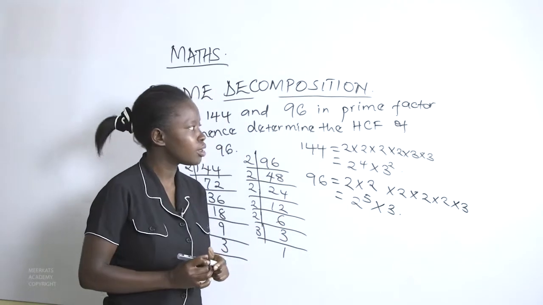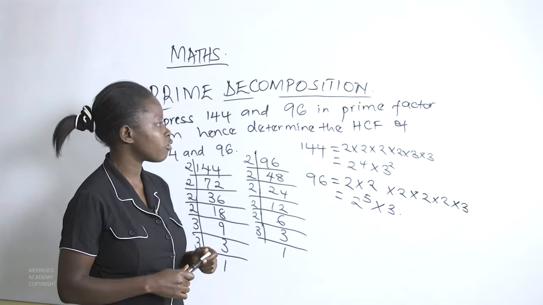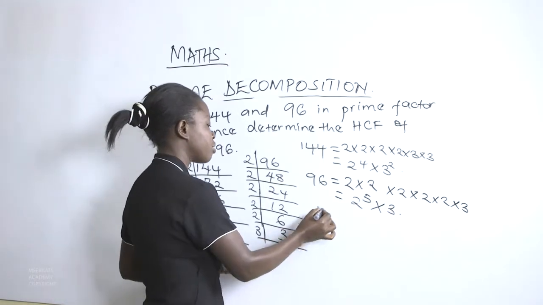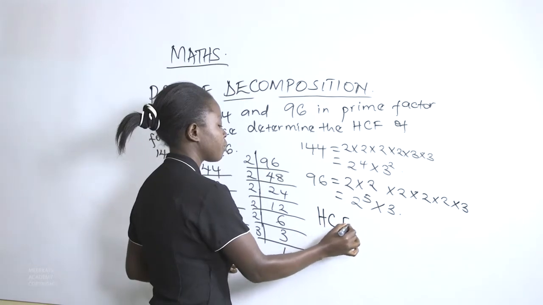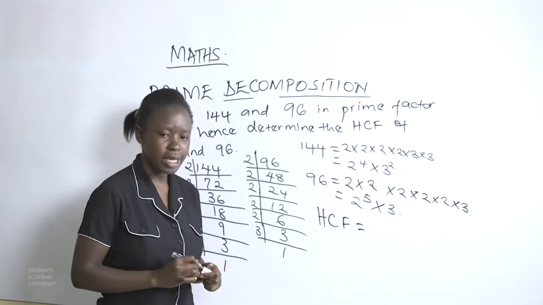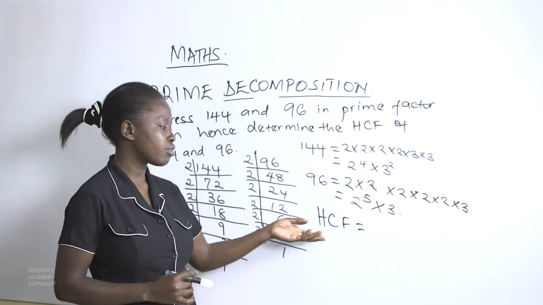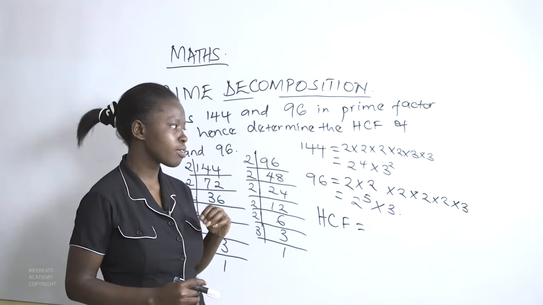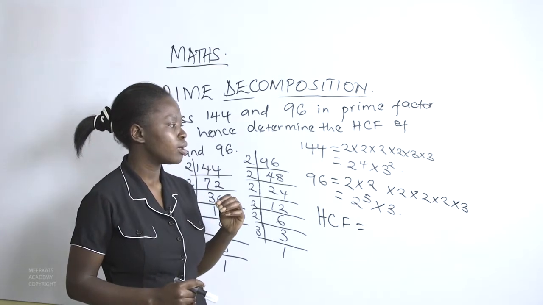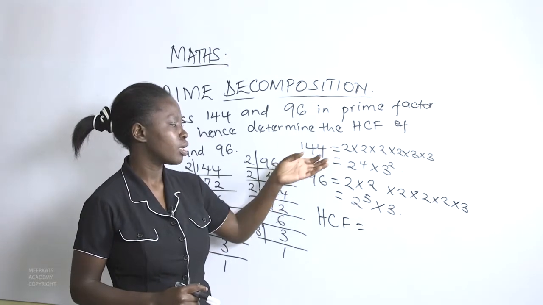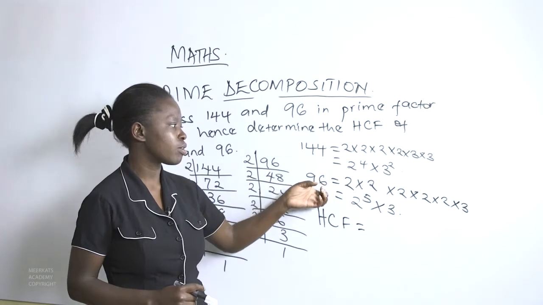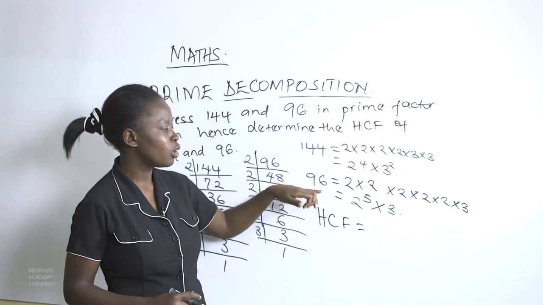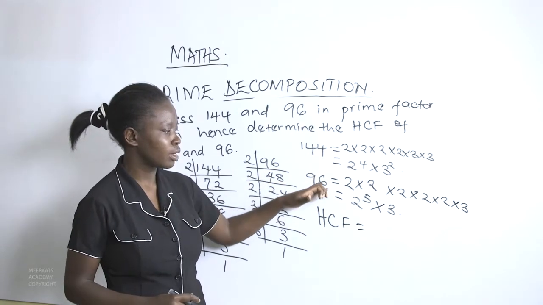Then after writing the numbers in power form, we are told to find the highest common factor. So how do we get the highest common factor? The highest common factor will be obtained by the factors that are appearing in both the numbers. So the factor that we can get in 144 and at the same time in 96.